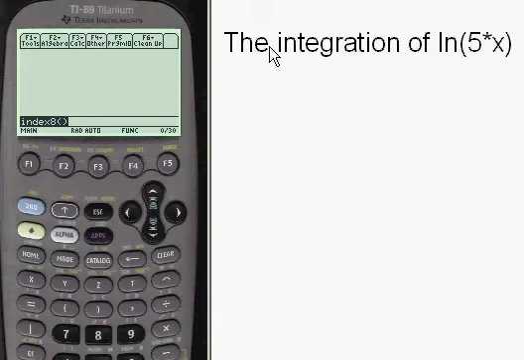You can see the problem here, the integration of the log of 5x. I wanted to do this problem for you because this is one of the tricks: when you have a times in logs, you separate them with a plus sign. So it's a log of 5 plus log of x. But I do that in the program here.